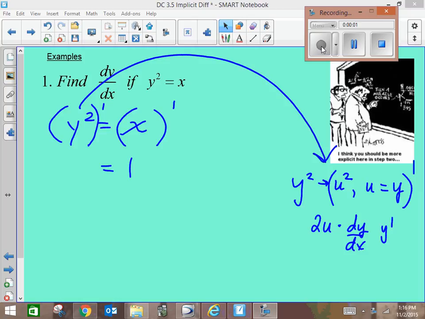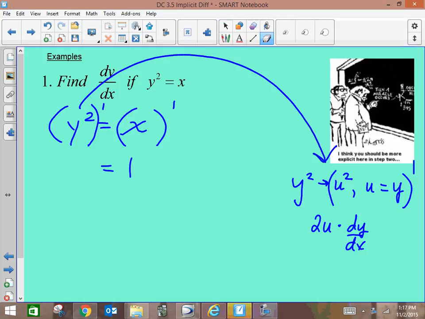It, and then I'll tell you what you can really do, okay? All right, so we're going to do y squared, treat it like u squared, where u equals y, right? Okay, so the derivative of u squared is 2u, and the derivative of y is dy dx, or y prime. But remember, we always use y prime.